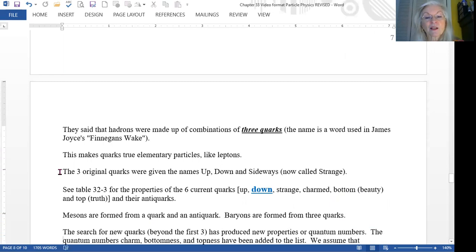The original 3 quarks were given names of up, down, and sideways. We've changed all that. Now we think that there are 6 different quarks. We call them up, down, strange, charmed, bottom, and top. Bottom and top used to be truth and beauty, and I don't know why they changed them, but they did. I've often puzzled where these names came from. I think they were in a bar having a drink and they did it on the back of a napkin, but that may not be the case. So mesons are formed from a quark and an antiquark. Baryons are formed from 3 quarks.